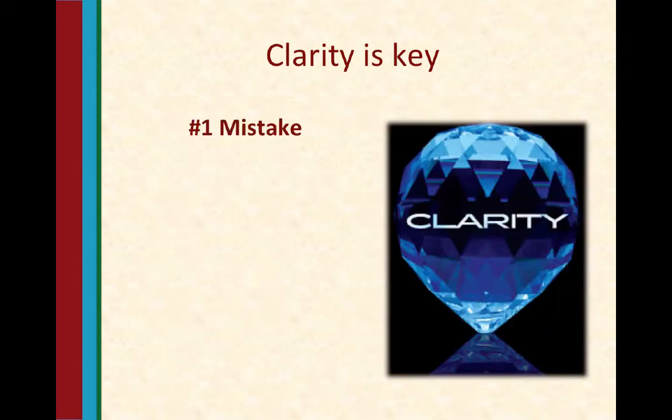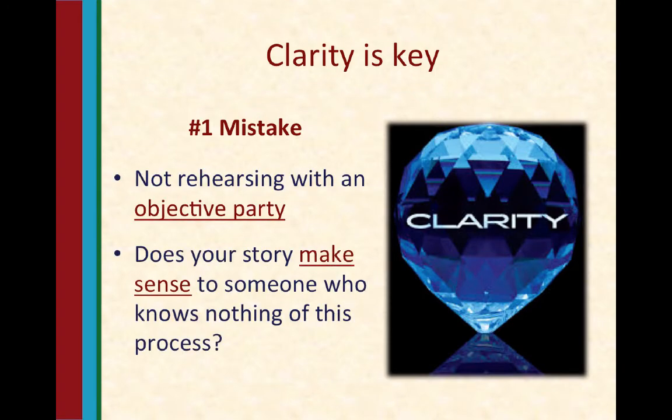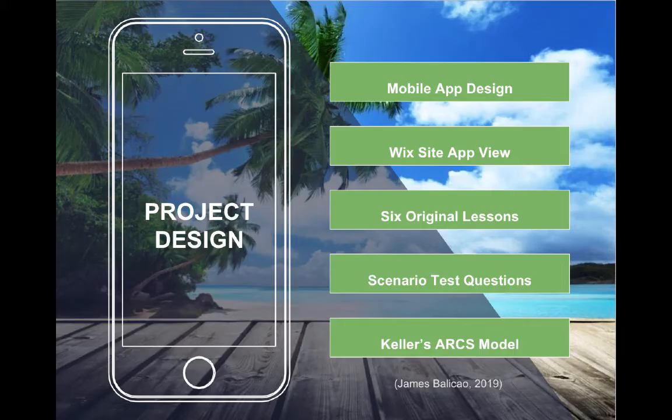The number one mistake is not rehearsing with an objective party. Does your story make sense to someone who knows nothing of this process? Here's an example. In 5 simple steps, James was able to describe his project: the mobile app design, the Wix site app view, the 6 original lessons, the scenario test questions, and Keller's ARCS model. James was able to describe his entire project.